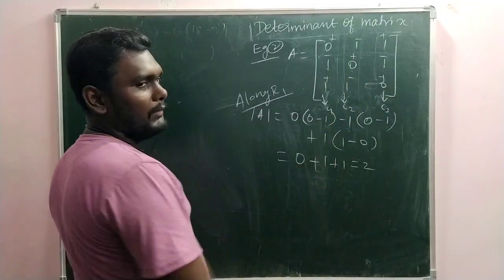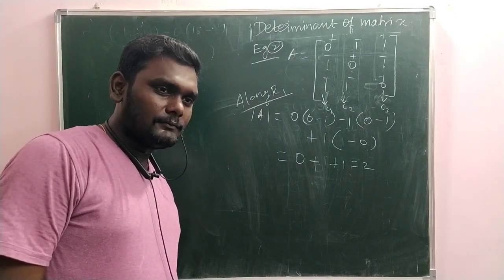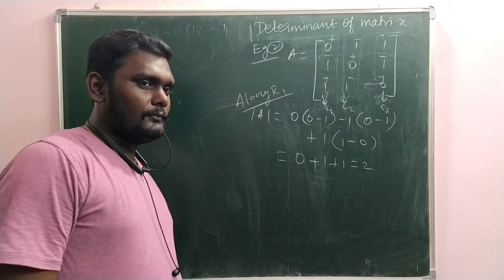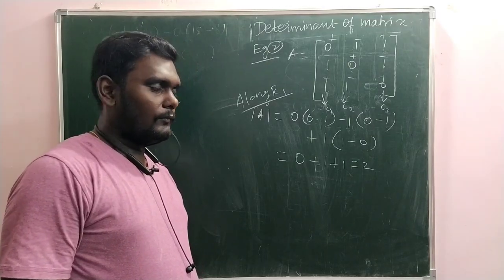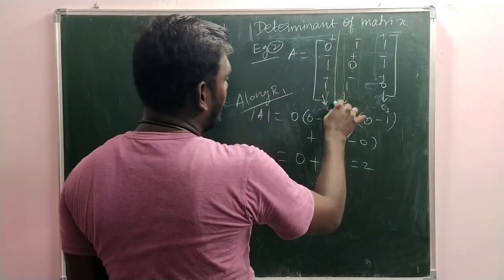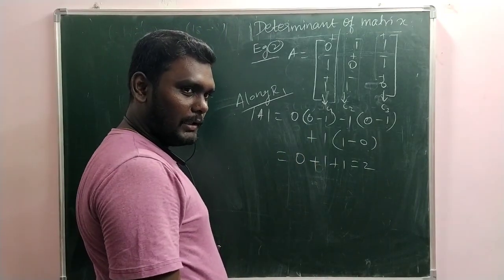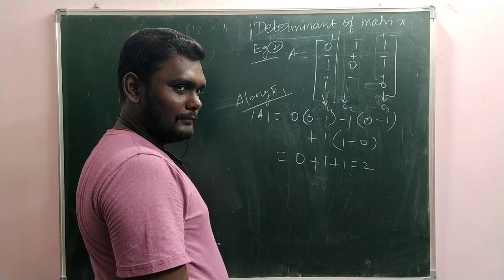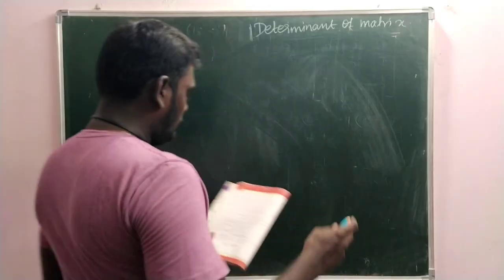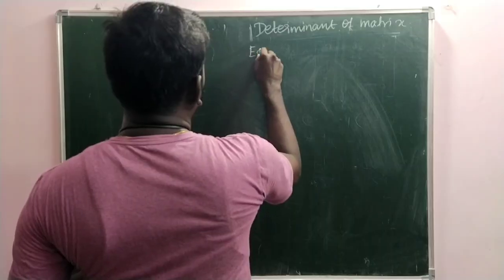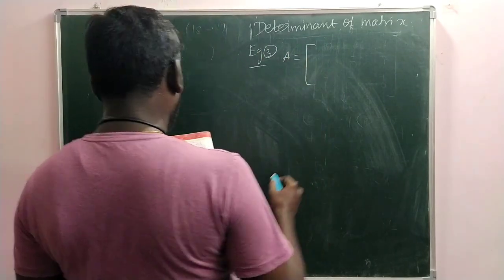Okay, now along the C1 we'll take. I told you to take along the C1. We took along R1, I wrote the answer. C1 you did completely? Yes, quickly, do it. Now, for this matrix, find the determinant of this matrix.